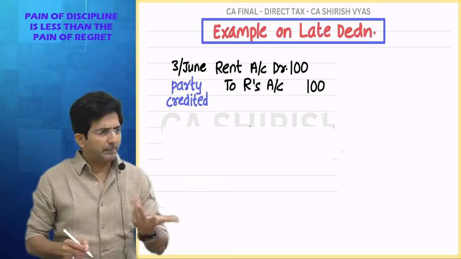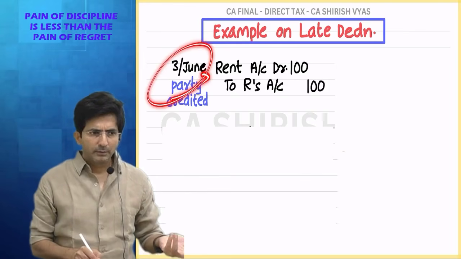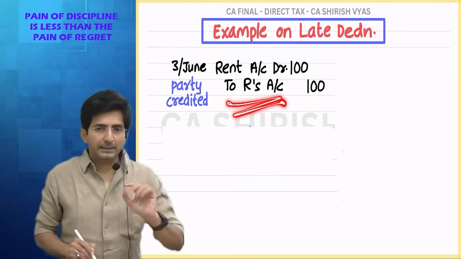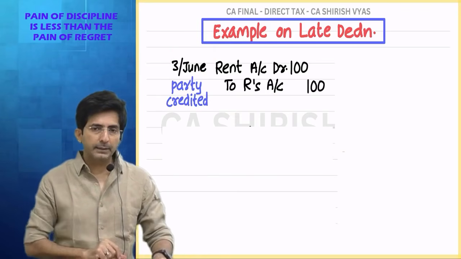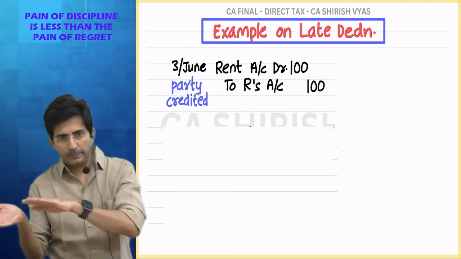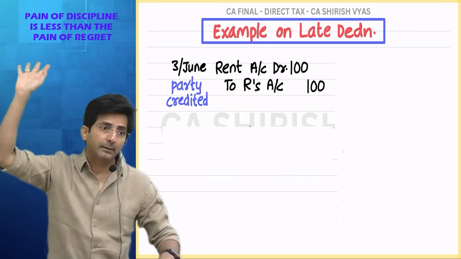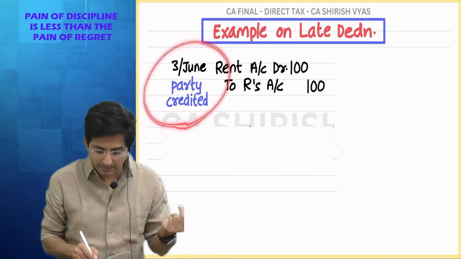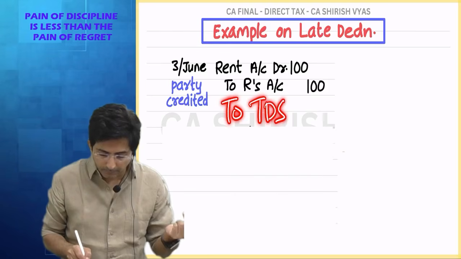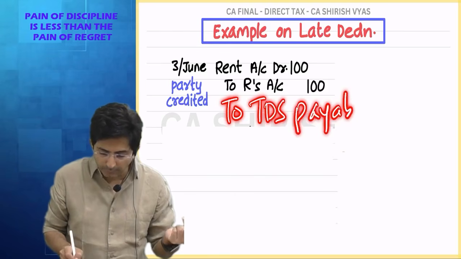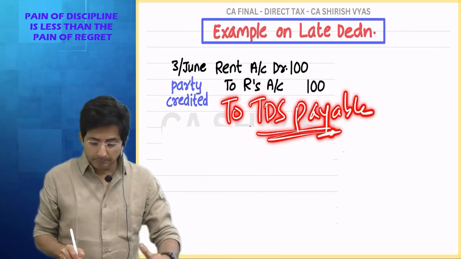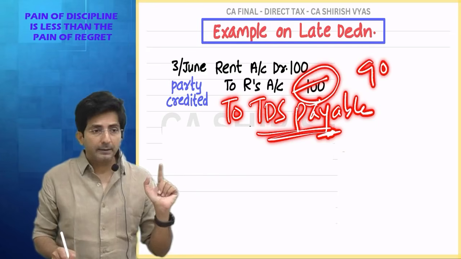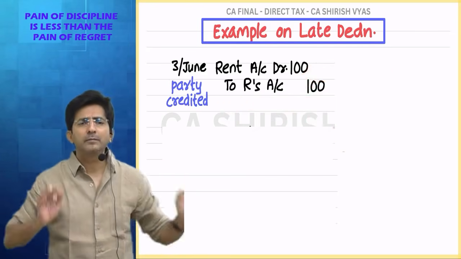So see, same example. 3rd June the rent was due. Entry is rent account debit, and since it was outstanding, I have written to party's account. So tell me, ideally when should you deduct TDS? Party's account credited or actual payment, whichever is earlier. Actual payment will happen late. So what comes early? Party's account credited. And if it is 3rd June, I should pass the entry like this: to TDS payable. In my entry, what should come? To TDS payable. And Mr. R, I should not credit with 100. I should credit with 90. I should have done like that, but I didn't do.